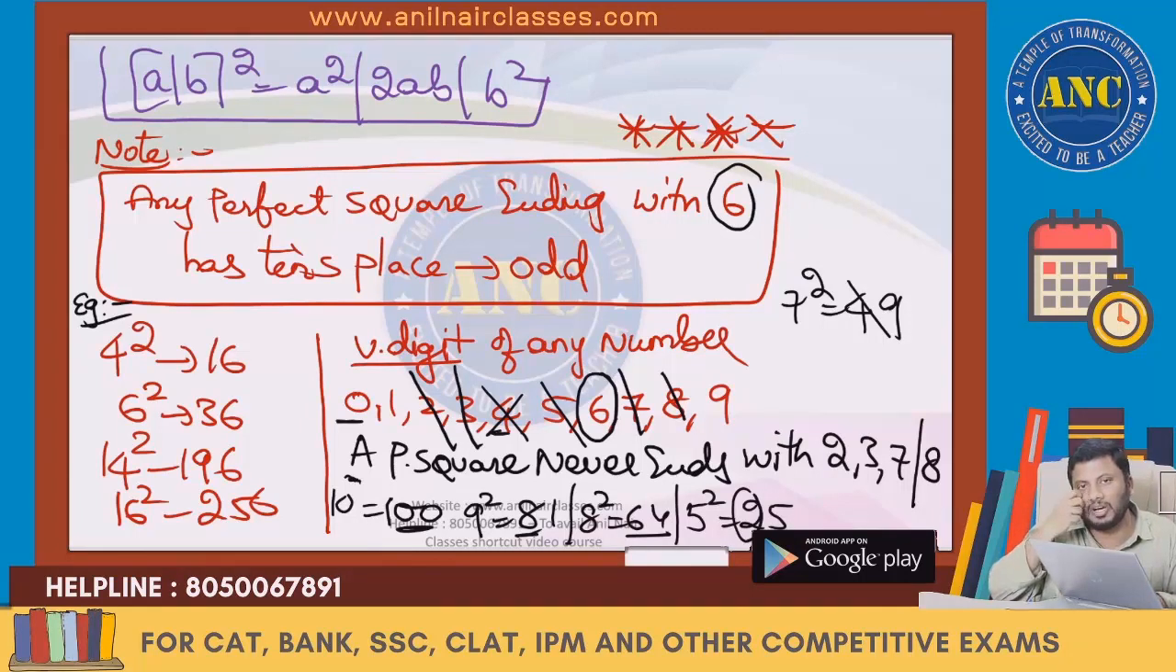Ending with 9: 7 square is 49, 4 is even. 13 square is 169, 6 is even. 23 square 529, 27 square 729, 33 square 1089. Very, very important point: any perfect square ending with 6 has the tens place odd.